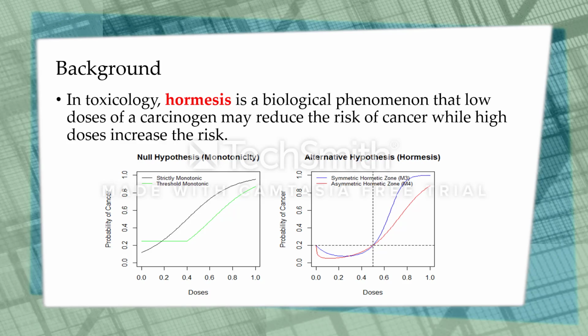For the plots, the x-axis is doses of carcinogen and the y-axis is probability of cancer. The right has a hormetic trend and the left has a monotonic trend.